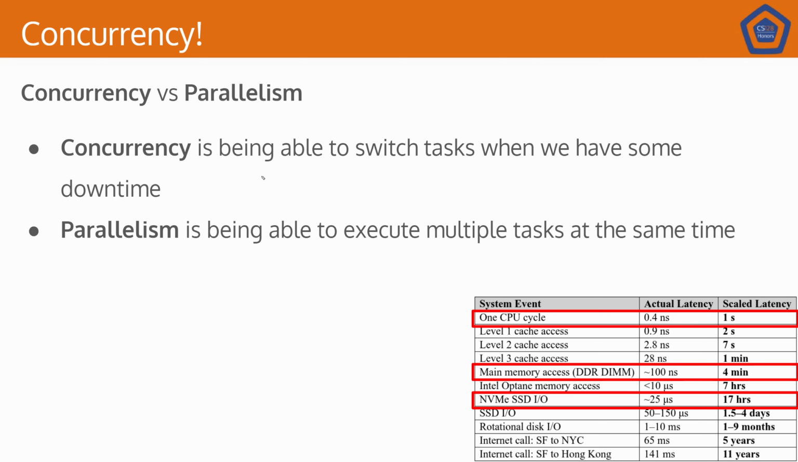Concurrency is a little bit different. Concurrency is being able to switch tasks when we have some downtime, which is very important. So let's say that we have some code, and we want to read from our hard drive. And this takes, okay, the equivalent of, if one CPU cycle is 1 second, 1 to 9 months, which is an extremely long time. We can do many other things in the meantime.